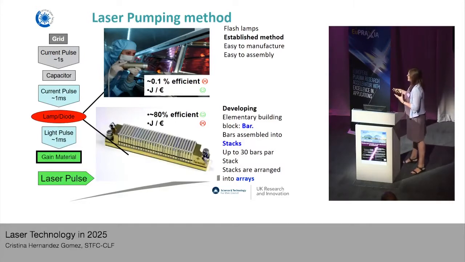So it's got some drawbacks. In the last few decades, a lot of people have started working on diodes. Now, they are not so easy to manufacture. You have bars that they have to assemble into stacks, and stacks into arrays. They are very efficient, but they are a little bit more expensive. But fundamentally, we do gain something.